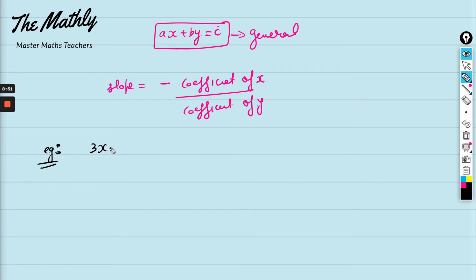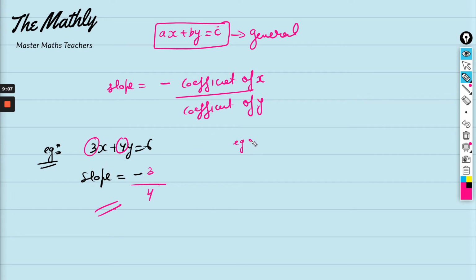Let's suppose we are given 3x plus 4y equals 6. We want to find the slope. How can we find the slope? Negative of the coefficient of x, that is 3, upon the coefficient of y, that is 4. That's your answer. Simple concept.